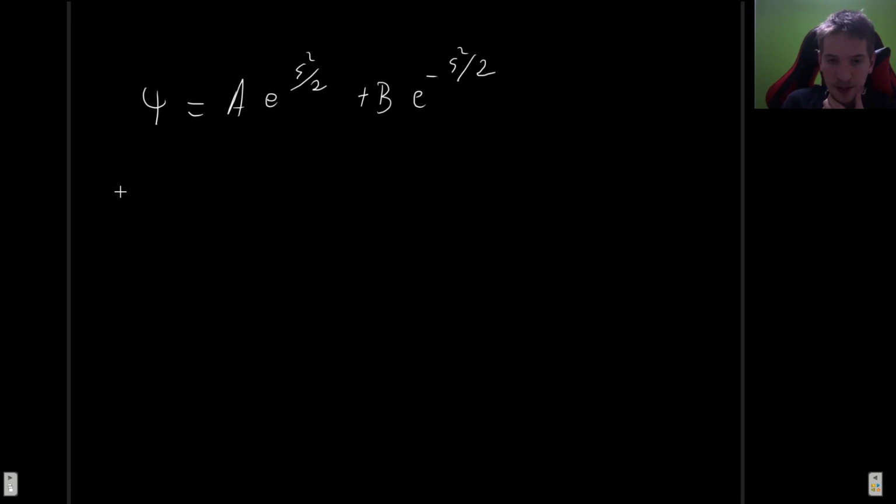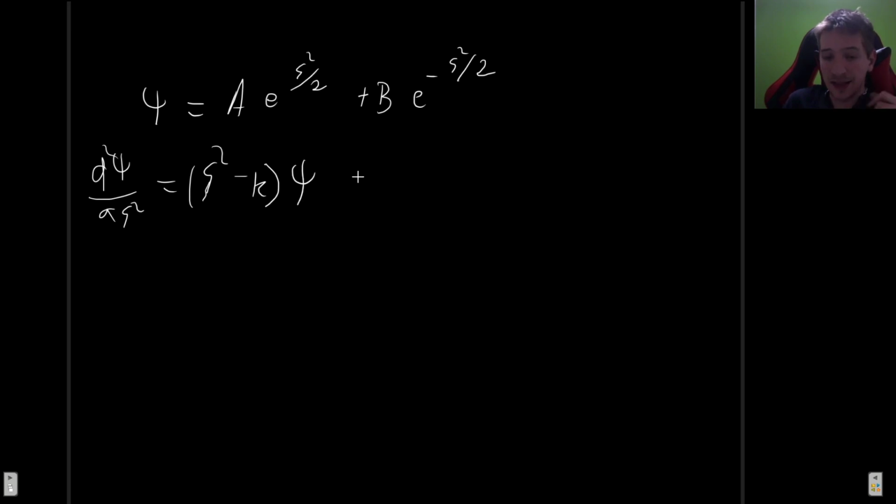Okay, so now we have to see if this is a solution for the differential equation d²ψ/dξ² equals ξ² ψ minus kψ. Remember, this is only supposed to be valid in the limit when ξ is very, very large, right? So let us see if that works. If we differentiate this once, let us do both at the same time.